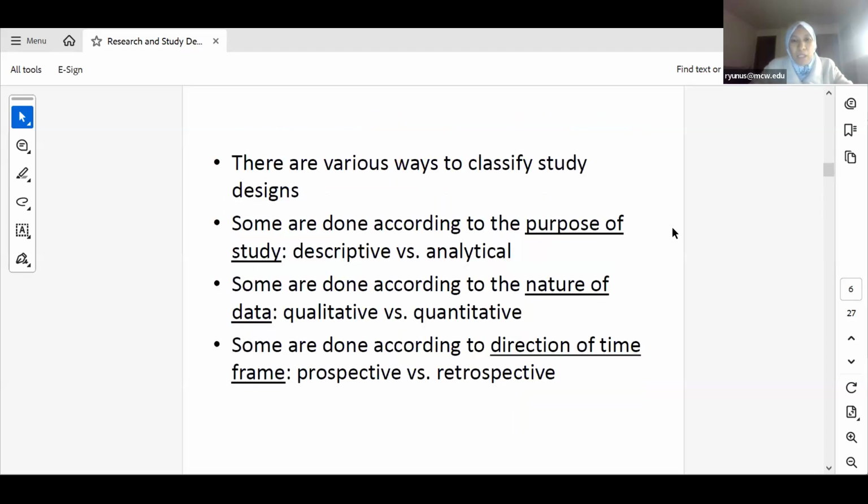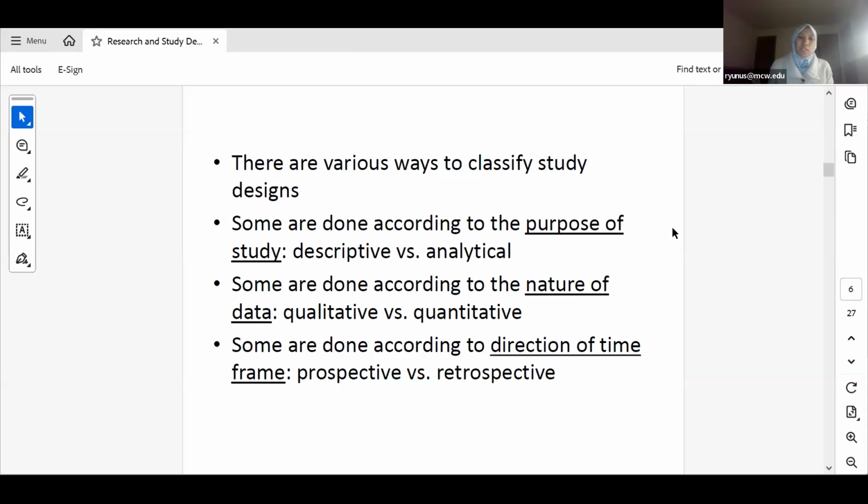So to make you understand better how study designs are classified, there are actually many ways how we can categorize study design. As I have just presented to you in the slide before, if you remember, sometimes we can classify studies according to the purpose. So if it's descriptive versus analytical, for example, the way we are classifying it is because we look at the purpose of the study.